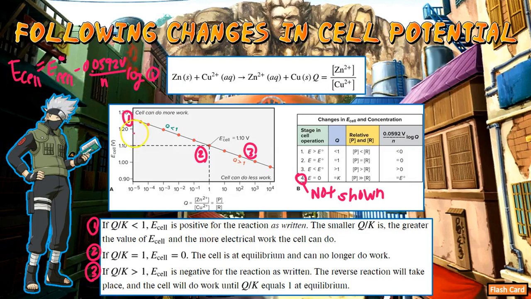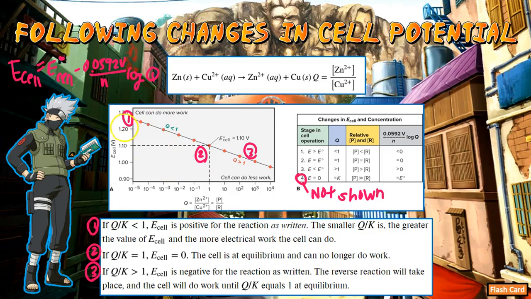So let's focus on the graph first. Again, all of this is going to help us understand that as a cell operates, its potential is going to decrease. So as you can see, we have the non-standard potential as the y-axis, and then we have our Q value as the x-axis. Okay, folks? And then we have everything in a straight line because we are dealing with logarithmic-based scales. So that means we can get everything in a straight line, which helps us as well. So let's start with stage 1.